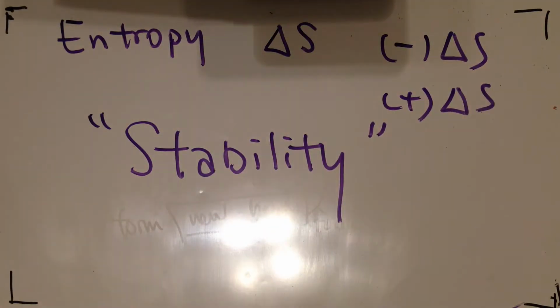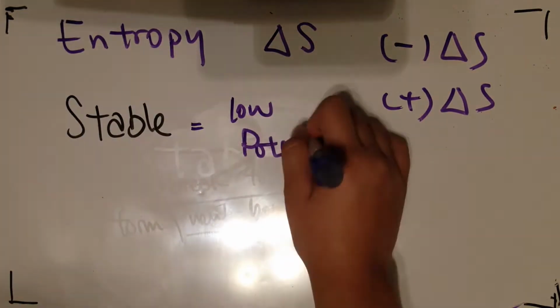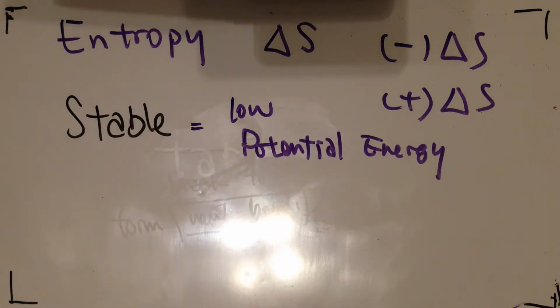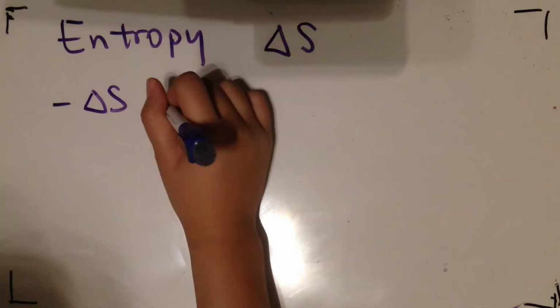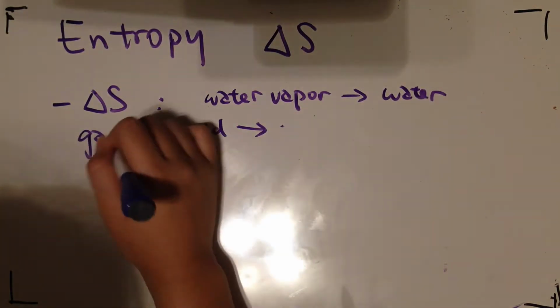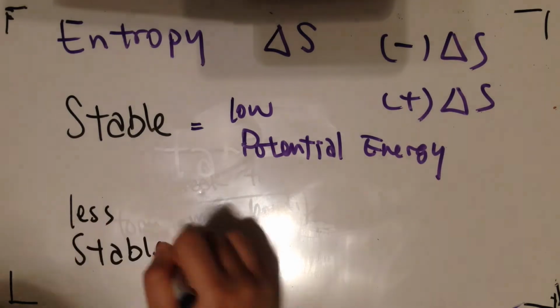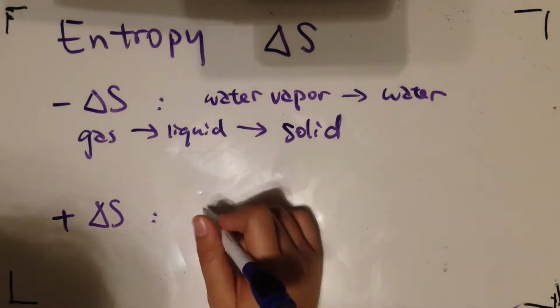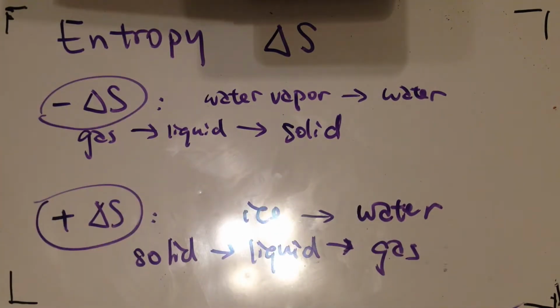Lastly, entropy. Entropy, delta S, is the stability of a substance. When it's stable, it is low in potential energy, less likely to react with other substances, and has a negative delta S. One example is condensation. When a substance is unstable, it is high in potential energy, making it more likely to react. This has a positive delta S. One example of this is melting.